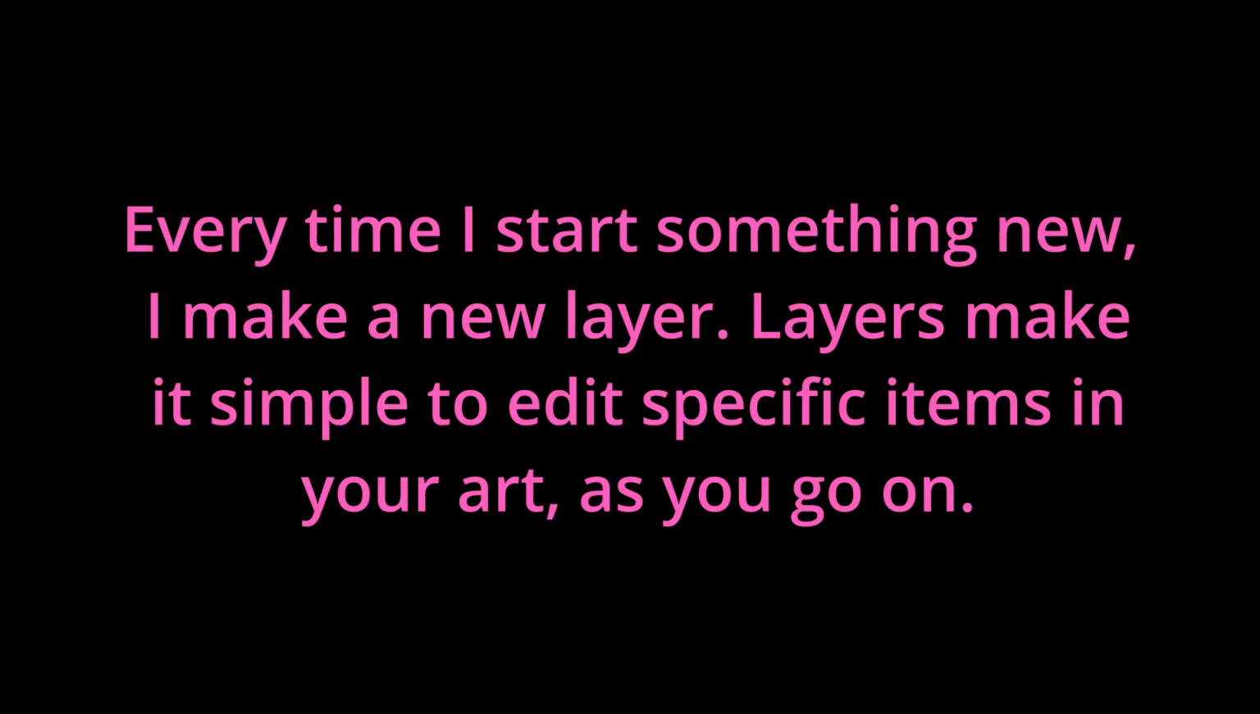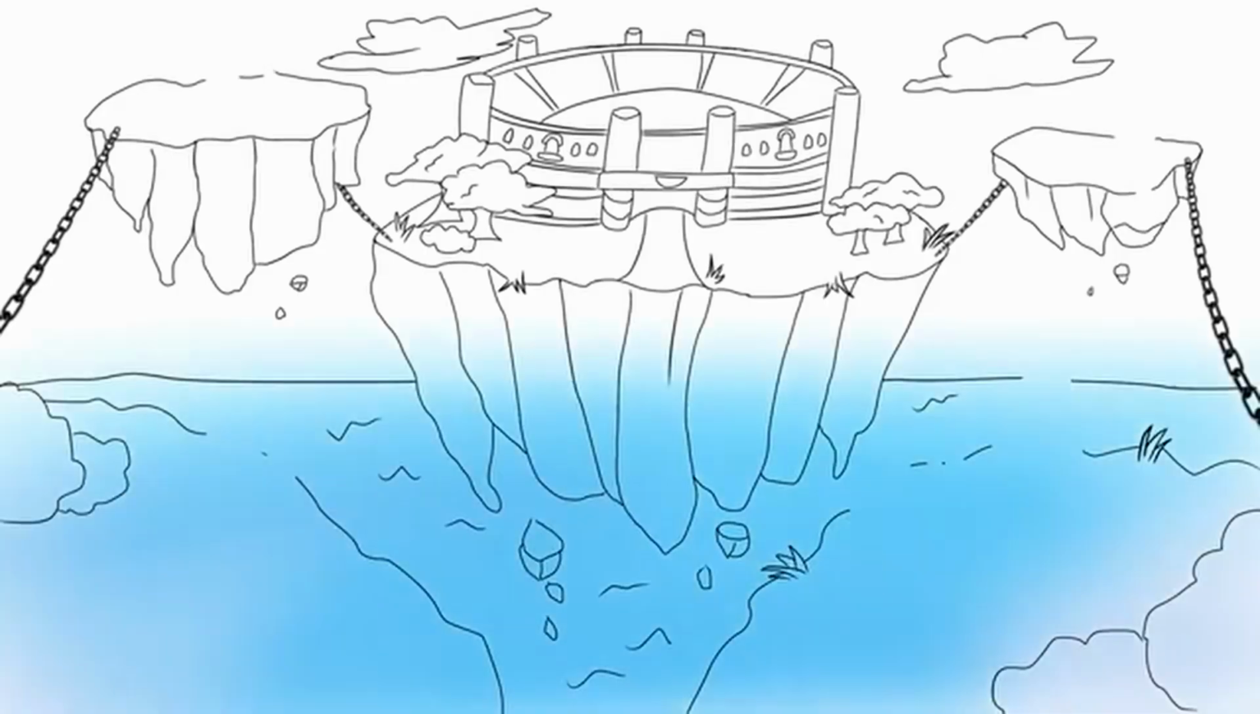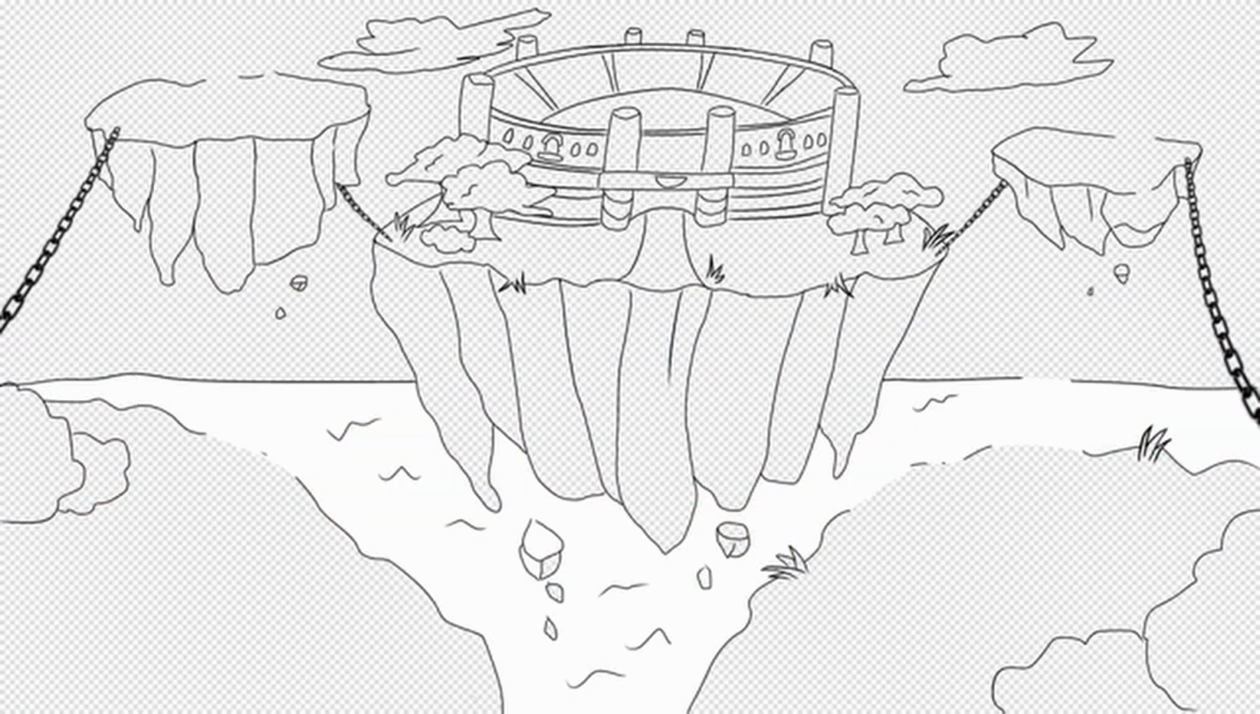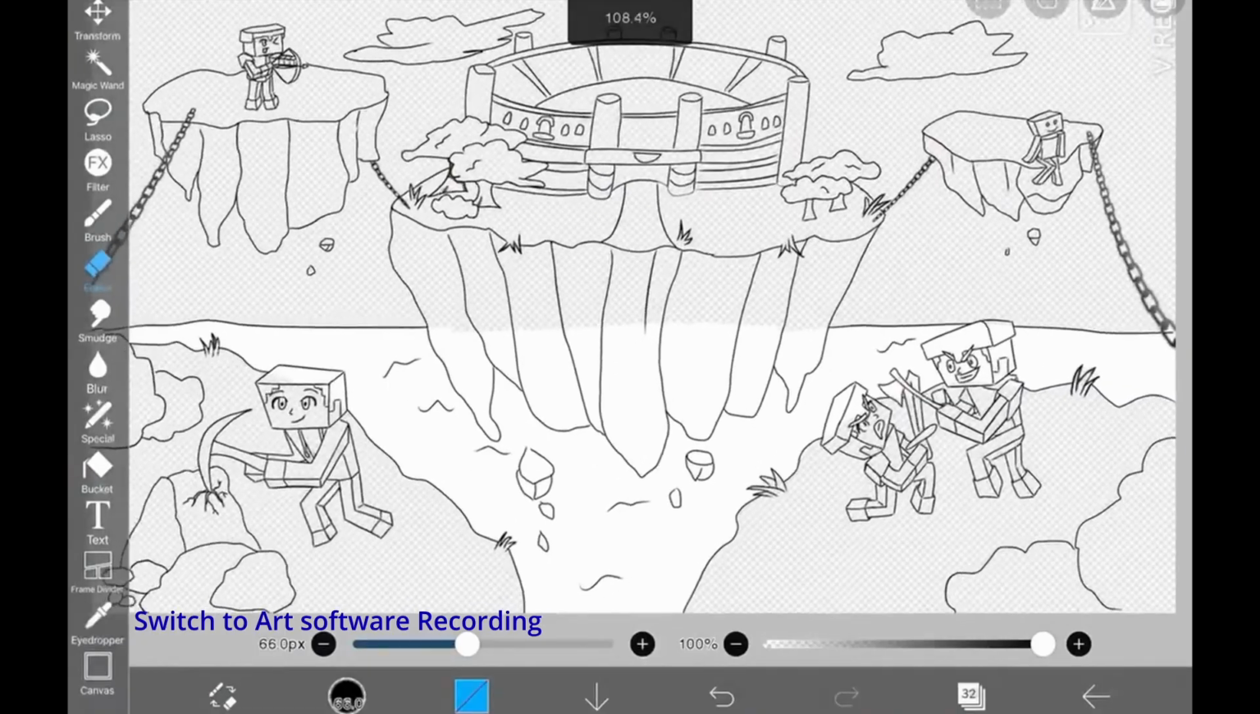Every time I start something new, I make a new layer. Layers make it simple to edit specific items in your art as you go on. Now what I'm doing here is pretty interesting. I am fading in a simple blue color with an airbrush. I make the layer invisible, then turn transparency on. I make a new layer and I paint bucket in white color to the ocean.